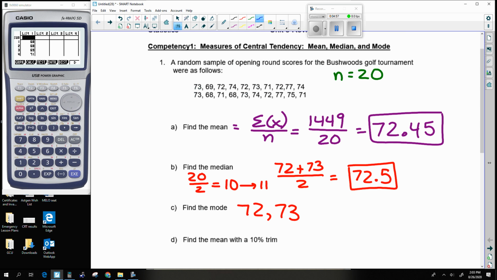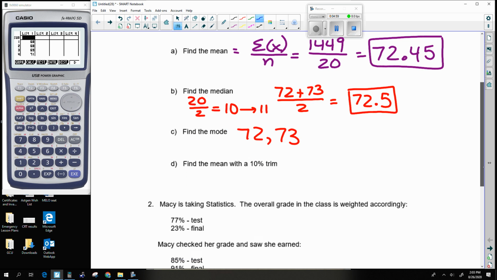Because they're there more than anything else, and they're there the same number of times, that is a dual mode, 72 and 73.